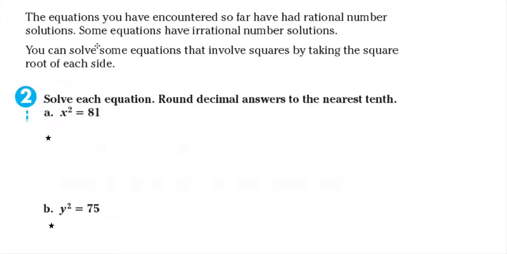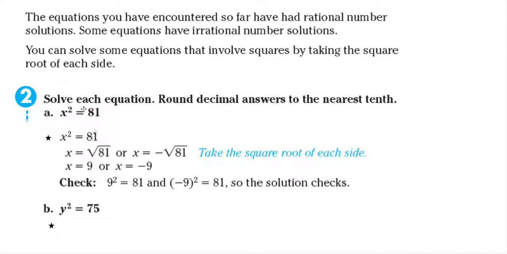Now let's do this. The equations you have encountered so far have had rational number solutions. Some equations have irrational number solutions. You can solve some equations that involve squares by taking the square root of each side. Let's consider this example. Solve each equation, rounding decimal answers to the nearest tenth. x squared equals 81. To be able to get rid of the exponent 2, we need to take the square root of both sides of our equation.